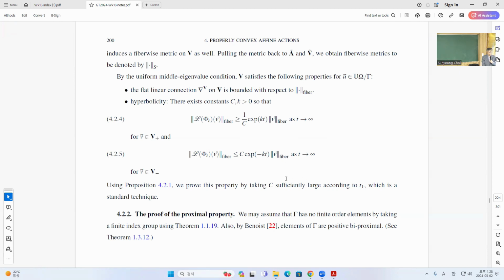So we will prove that this property holds for C big enough, for some T1. And if this is true for some T1, then you can choose a different, bigger C to make it true for every T, because this is just a property of the dynamical system. So if something is contracting at some time t, then on a compact set you can show this property everywhere.